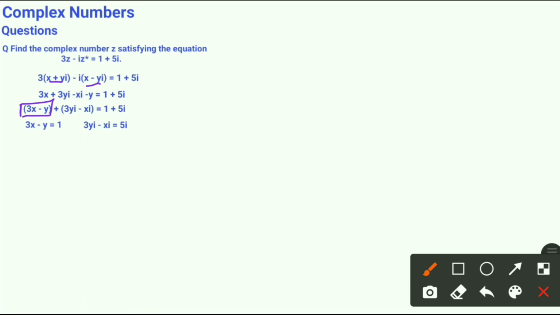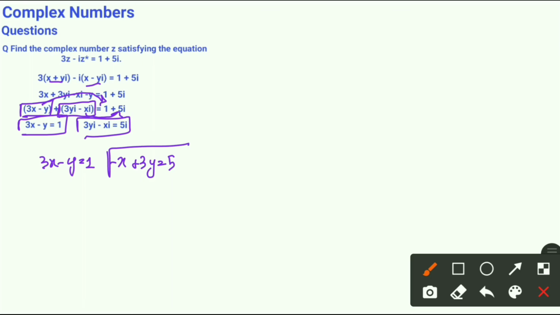Okay, and then this is the real part and this is the imaginary part. If the real part equals the real part, the imaginary part equals the imaginary part. That's why we got two different equations. So it's actually like this: 3x minus y equals 1, and minus x plus 3y equals 5. We got two different equations.